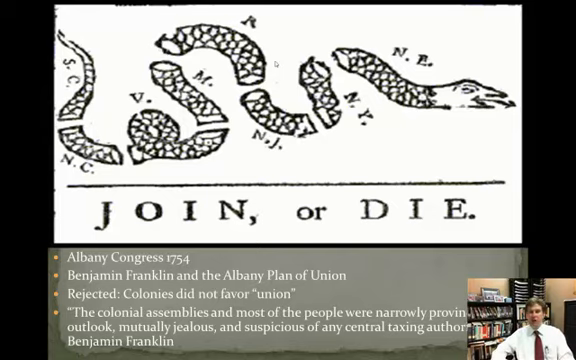The colonies, though, did not favor union, and that's because Franklin said this: the colonial assemblies and most of the people were narrowly provincial in outlook, mutually jealous and suspicious of any central taxing authority. The United States, one of the traditions is they don't want central taxing authority. They don't mind if the people close to them are taxing them, because they see that. But what they don't want is a central authority taxing them.